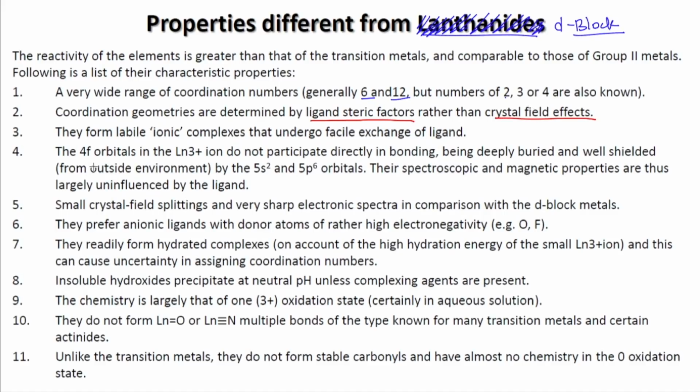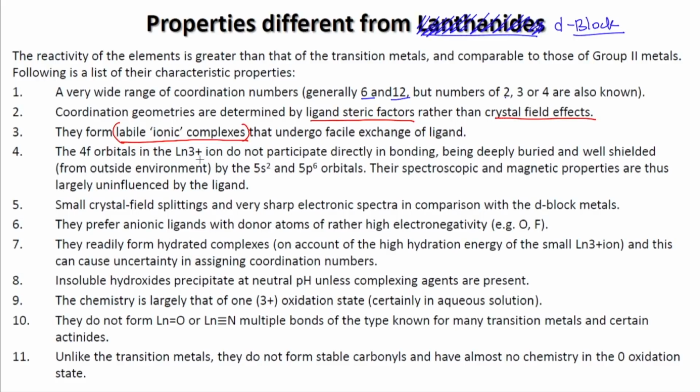Okay, so if I have bulky ligands, they will form less coordination number complex. A smaller or less bulky ligand is going to form more coordination complex with the lanthanide. That's what it means. The next thing is that they form labile complexes. Okay, you have to be very careful with these terms. So they form labile complexes and they undergo facile ligand exchange.